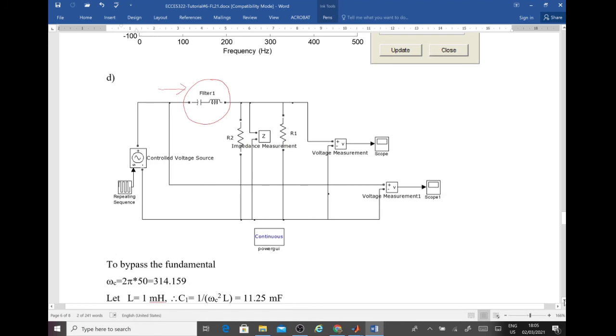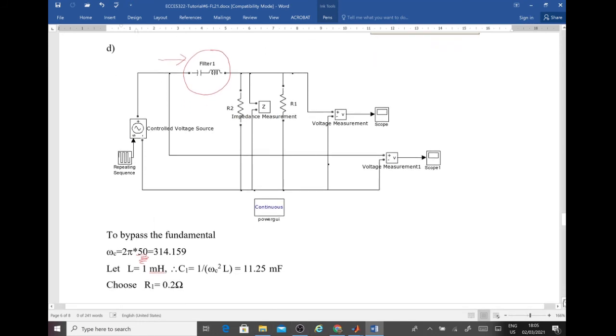So again, we would like this filter only to pass the fundamental component. Okay, so it will pass only the fundamental component. Of course, the fundamental frequency will be 50. Then 2πf will be that value, and again we can assume a certain value for the inductance. Let us assume the inductance to be equal to 1 millihenry, and then we can calculate the capacitance. That will be 11 millifarad, and then let us say that we choose R to be 0.1 or 0.2 or even 0.5. Okay.